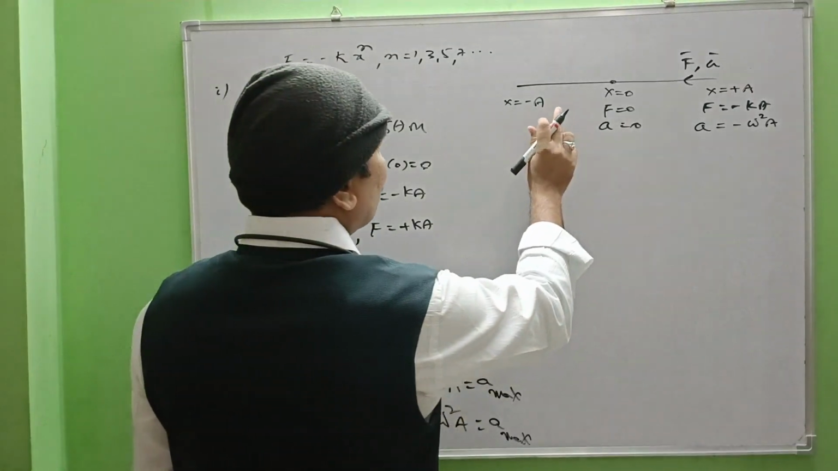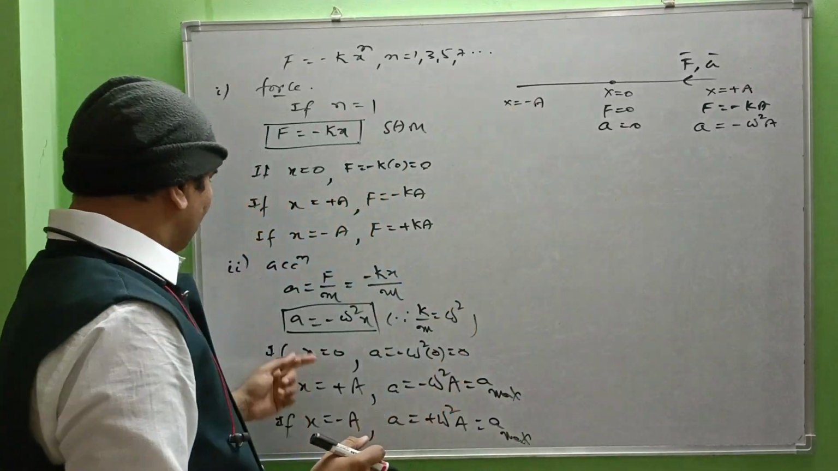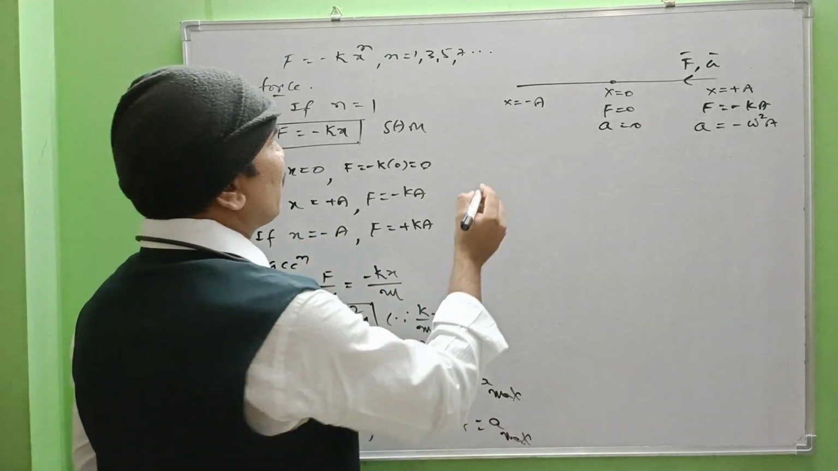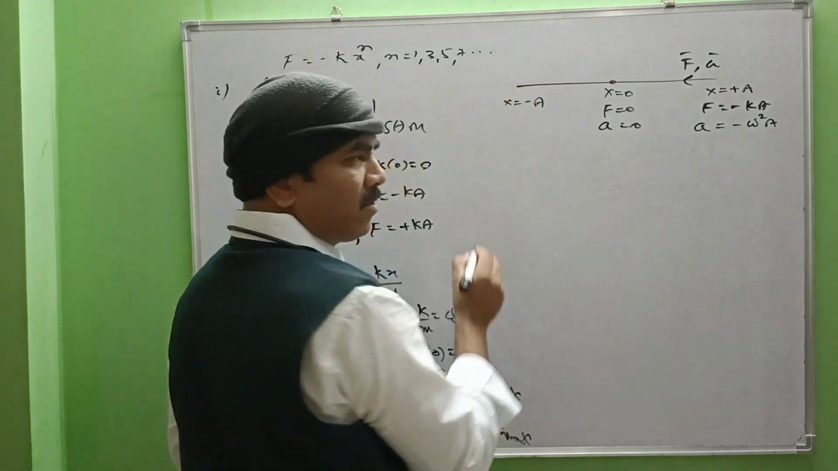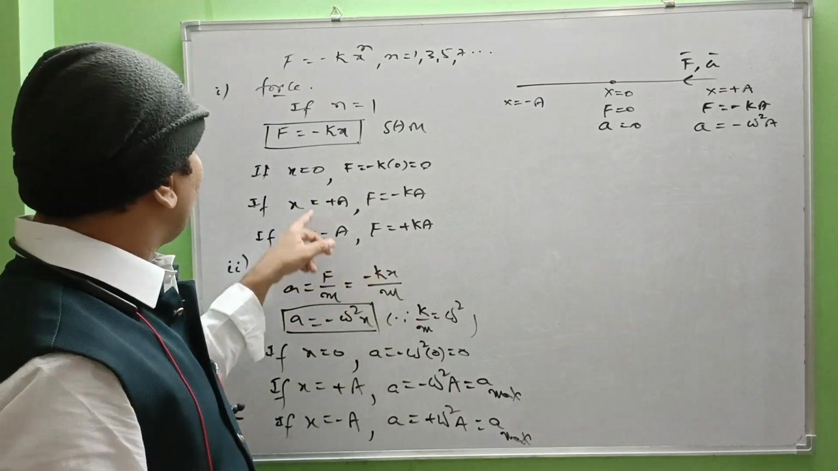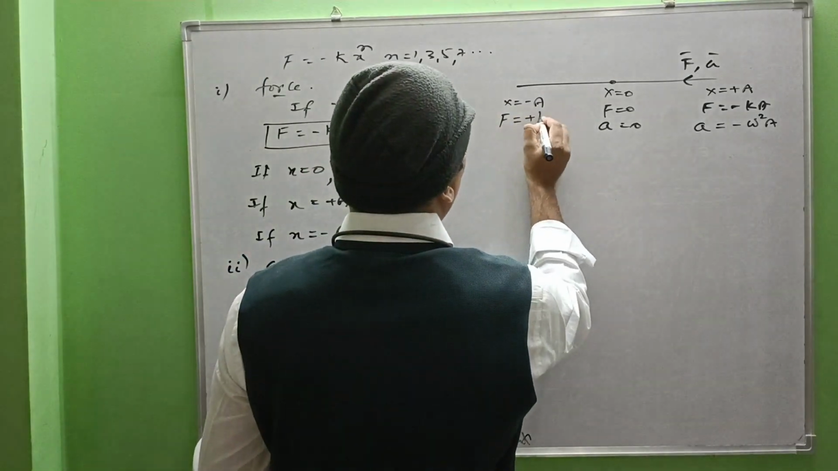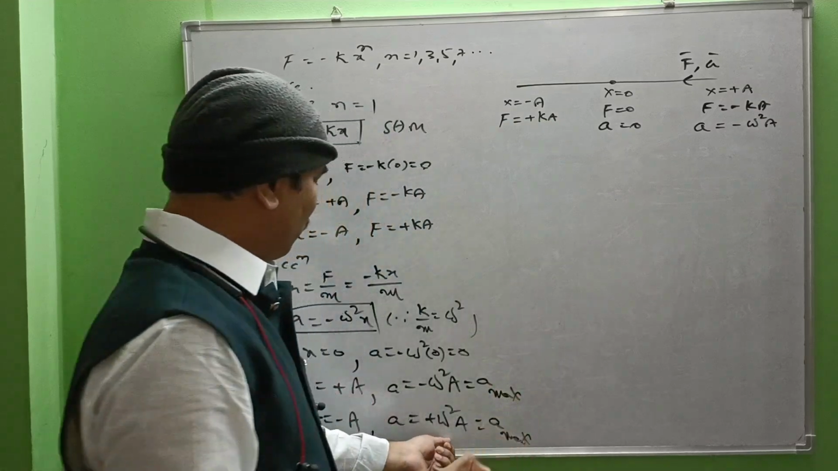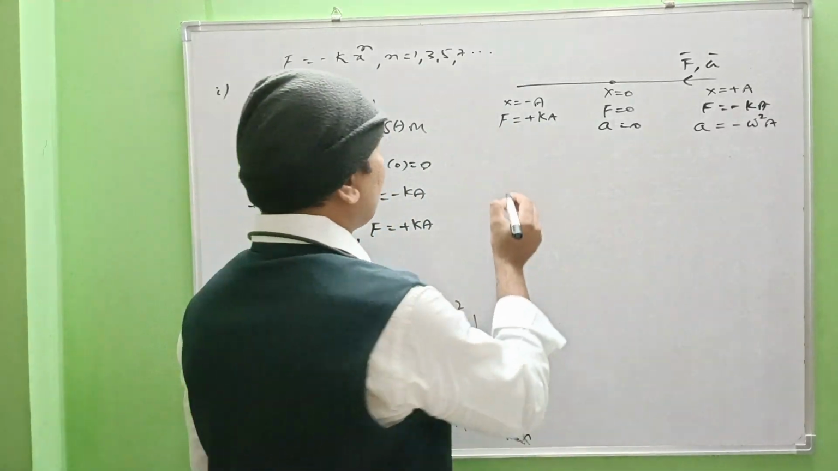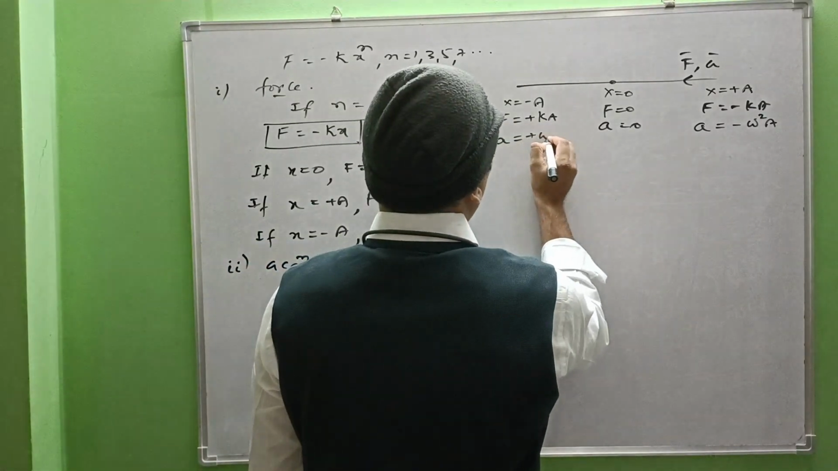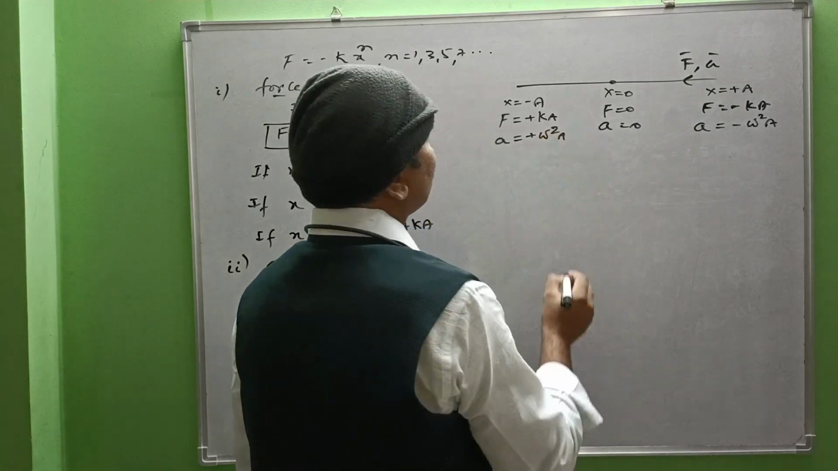Now coming to the third case. When x equal to minus a, that is when the particle lies at its negative extreme position, what about force? F equal to plus k a. Acceleration equal to plus omega square into a.